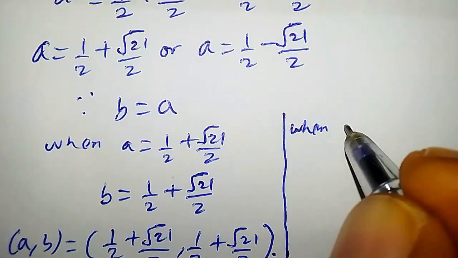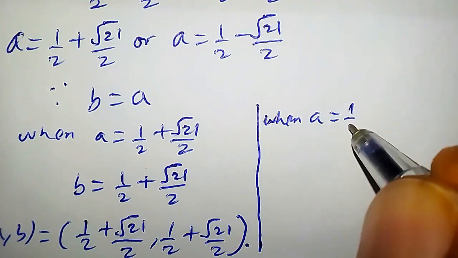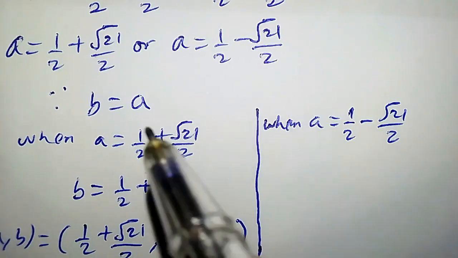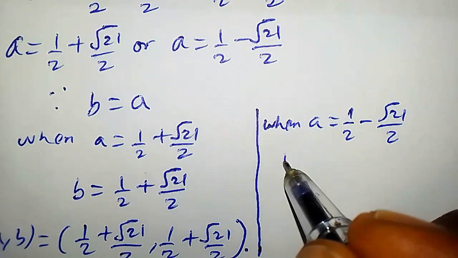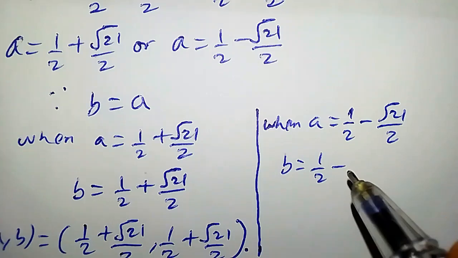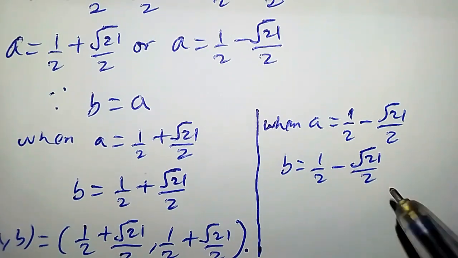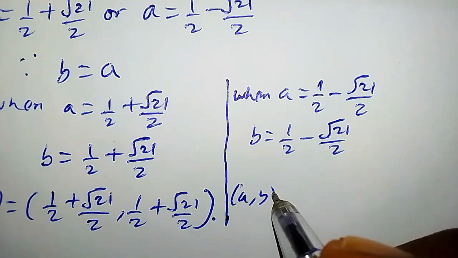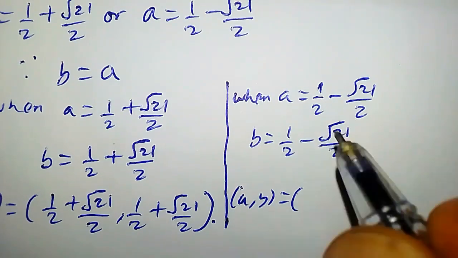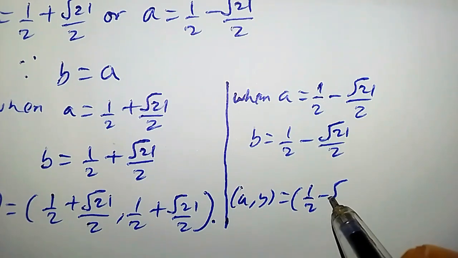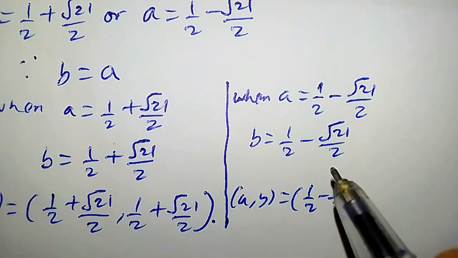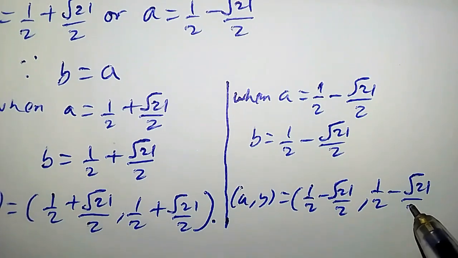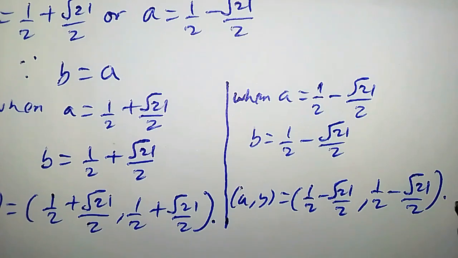When A is equal to 1 over 2 minus square root of 21 over 2, plugging the value of A into this, we have B equal to 1 over 2 minus square root of 21 over 2. This means that the second solution, (A, B), is equal to 1 over 2 minus square root of 21 over 2, comma, 1 over 2 minus square root of 21 over 2. This is the second solution.